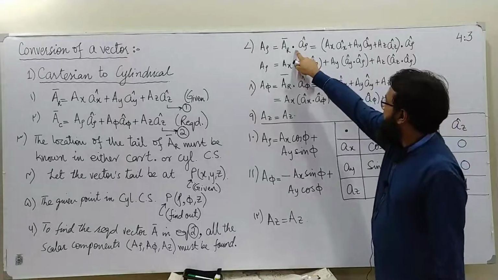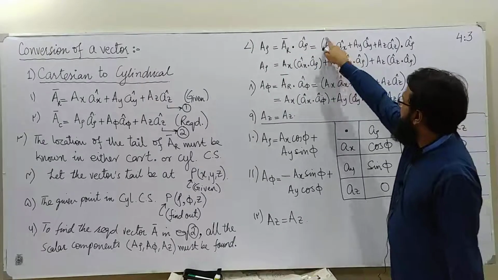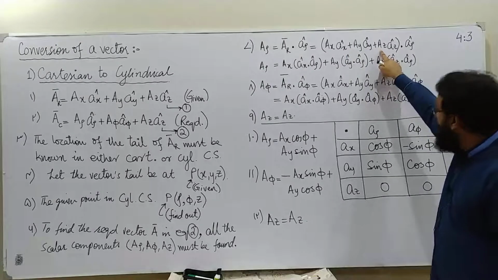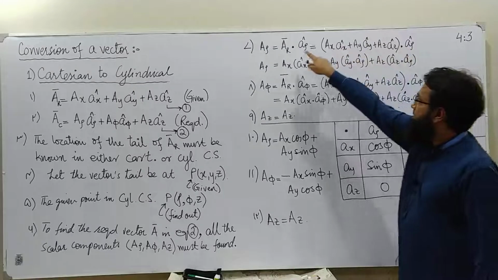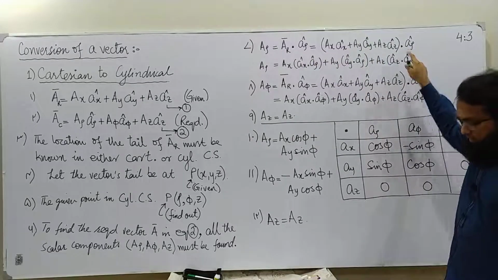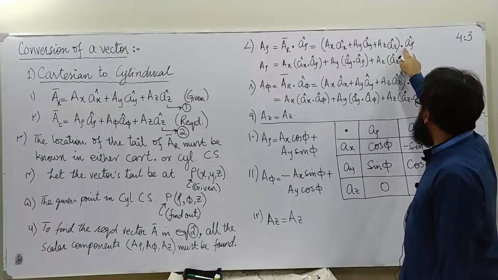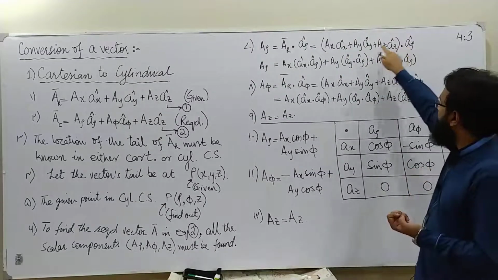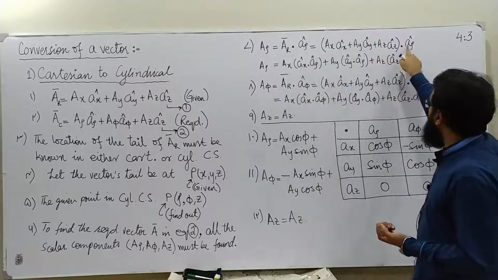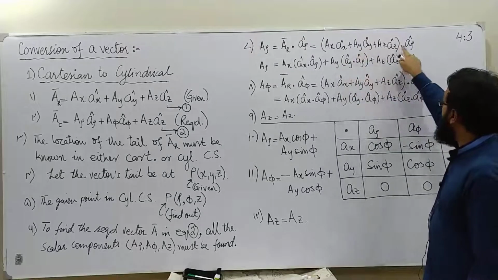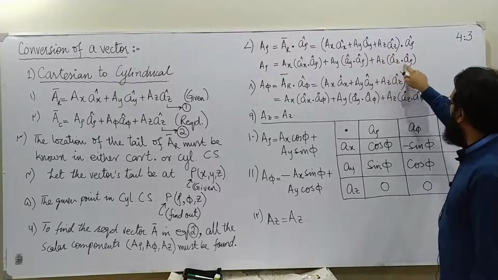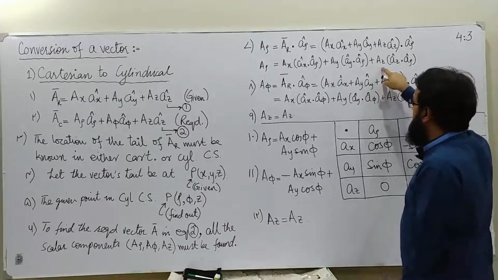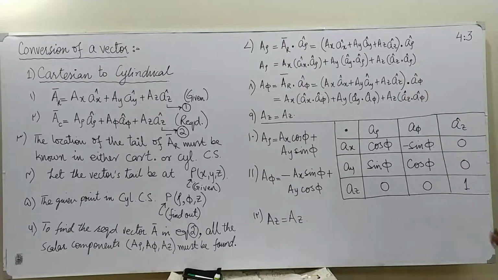So if we evaluate this dot product, I am just replacing here in the bracket the given vector Ar, which is ax plus ay plus az, dotted with a rho. After taking this dot product, we have to take the dot product with respect to each of the rectangular components: ax dot a rho plus ay dot a rho plus az dot a rho. The x component, y component and z component are all given already in equation number 1.